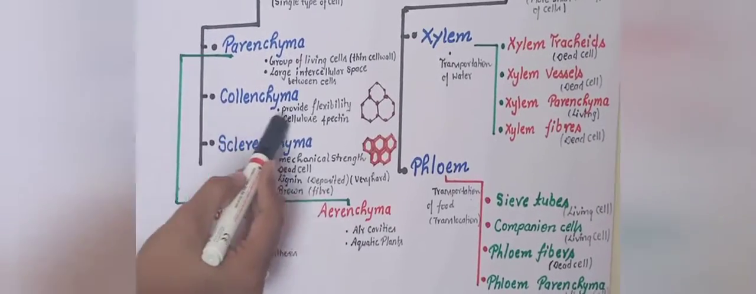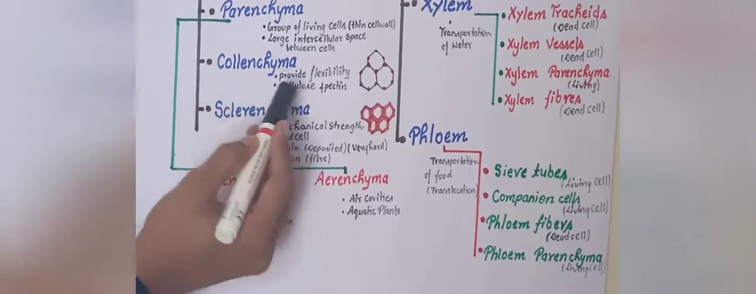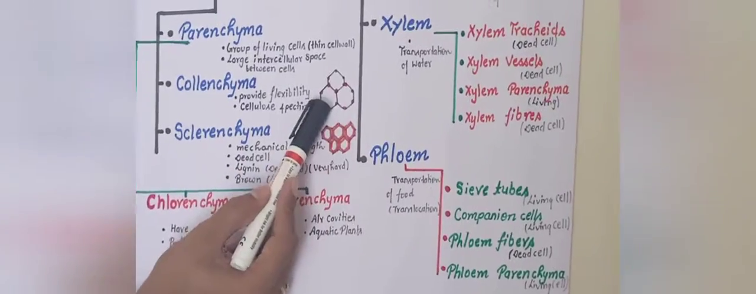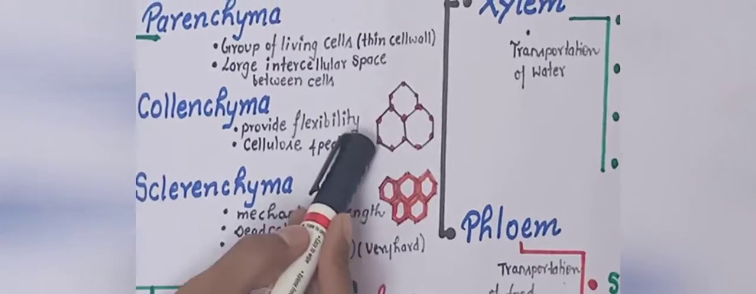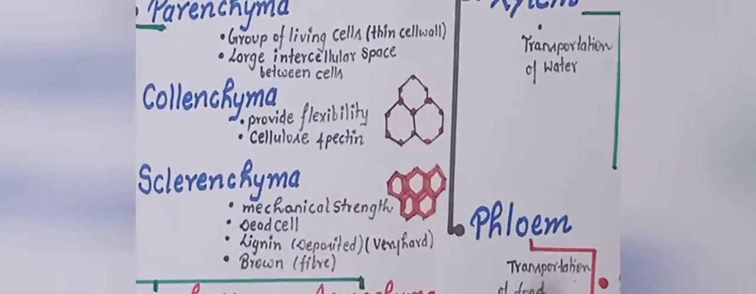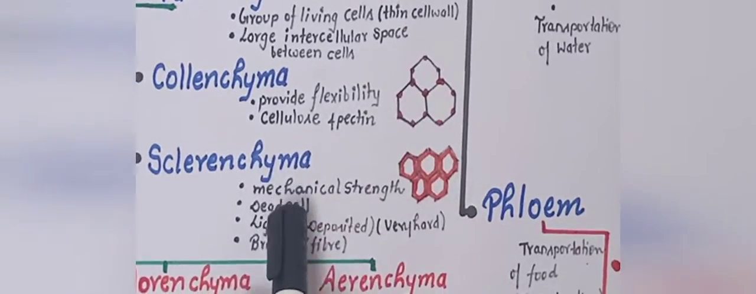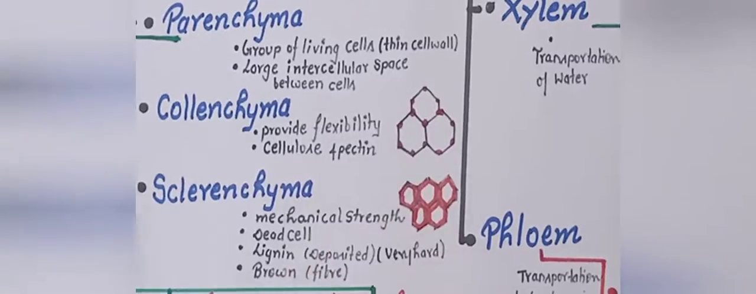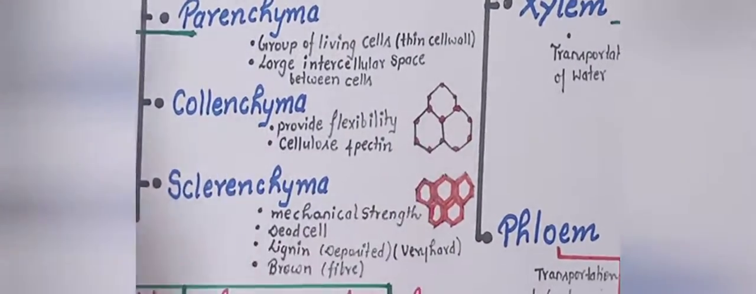Number two, collenchyma. Collenchyma provides flexibility and you can see the figure. Here you can see the deposition of material at the irregular corners of the cell. It provides flexibility and mechanical strength also to the plant. Its cell wall is made up of cellulose and the deposition is pectin.